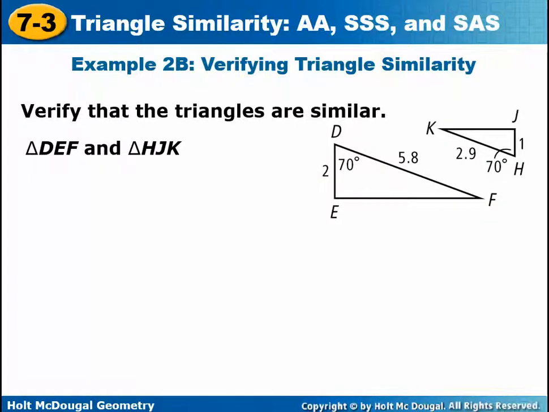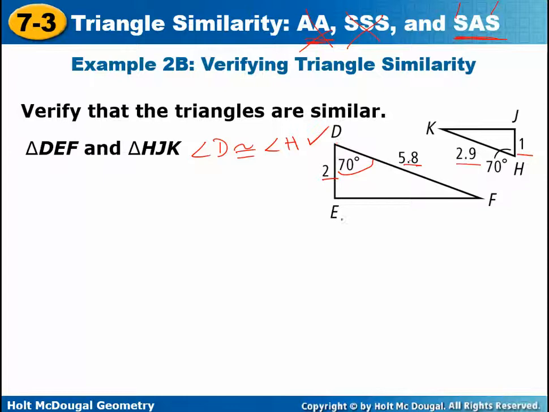All right, then here's another example. Now this time we are given this angle is 70 degrees, and so is this one. So we know that angle D is congruent to angle H. Okay, check. Now we don't have another angle, so we can't use this. We don't have enough sides, so we can't use this. We have to try to use this. The angle has to be between the two sides, the ratios. Is it? 5.8 and 2, 2.9 and 1. Yes.